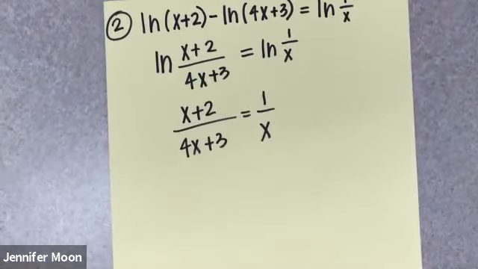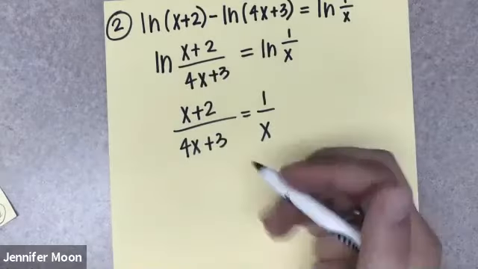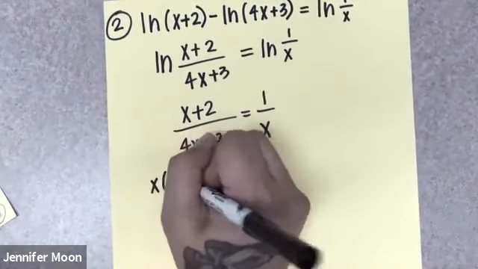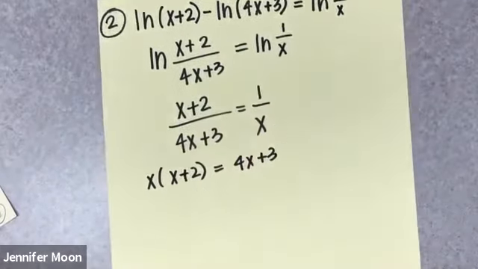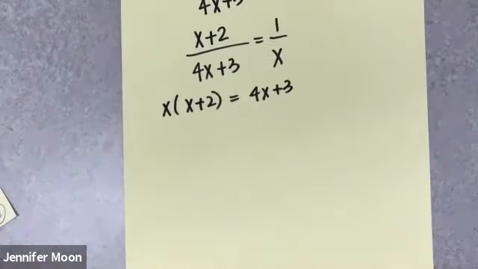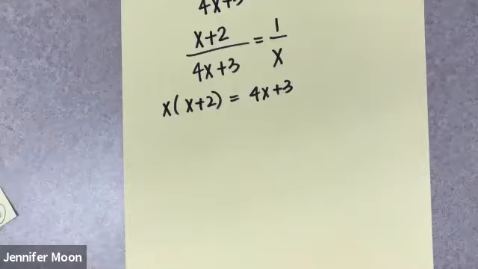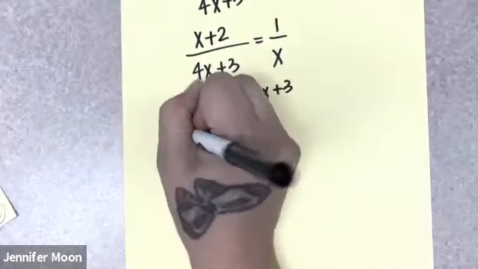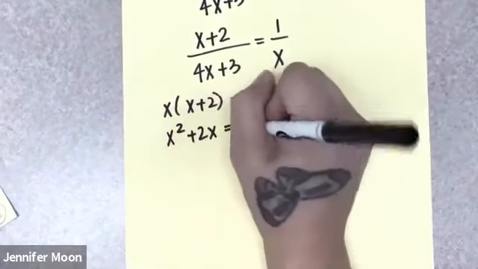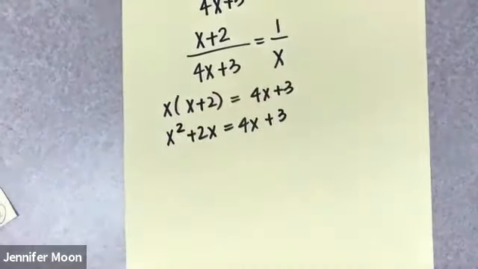And then y'all, what you do here is you just solve. Because it's a fraction equal to a fraction, you would do cross multiplication, right? And so what we would get is x times x plus 2 equals 4x plus 3. Now this is just a little equation. Do the distribution, move things around, combine like terms. You solve for your x in whatever way you need to. Here, I would get x squared plus 2x equals 4x plus 3.